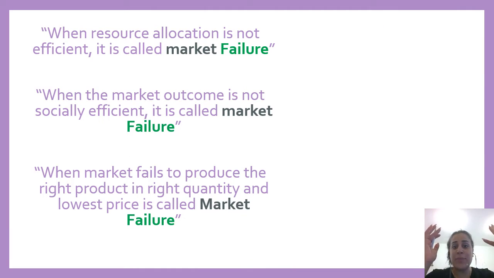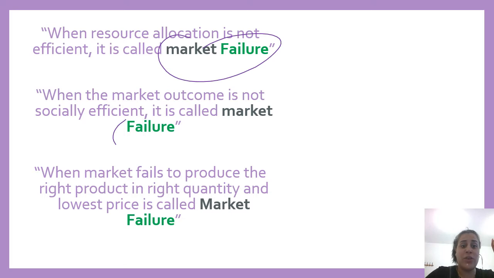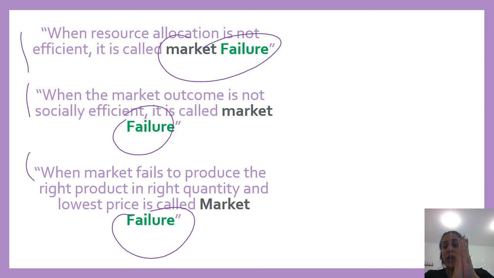So these are some definitions of market failure again. I would like you to read what's written here. I'm talking about the inefficiency of resource allocation. I am also talking about when the market fails to produce the right product in the right quantity at its lowest possible price. So when a market is unable to produce the desirable outcome in terms of price and quantity, this will lead to a failure in the market economy.